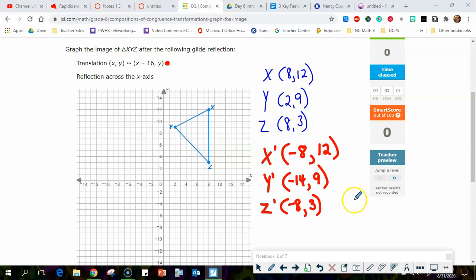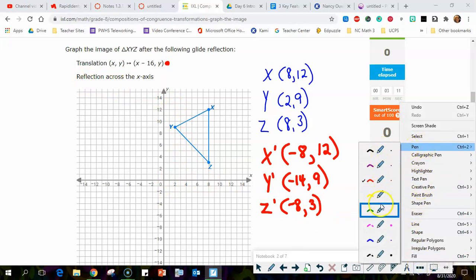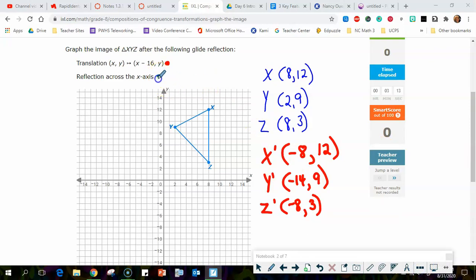So we can graph that, but we don't really have to because we know that there's another transformation that needs to be performed on this. So let me get a different color. And so the final transformation is this reflection. I'm going to do that one in green, and then we'll graph it where it needs to go. Reflection across the x-axis, if you remember your arrow rule, is going to be the x stays the same and the y changes to its opposite.